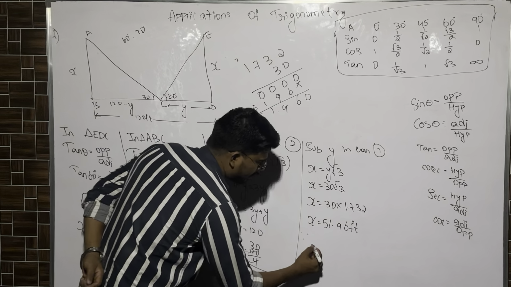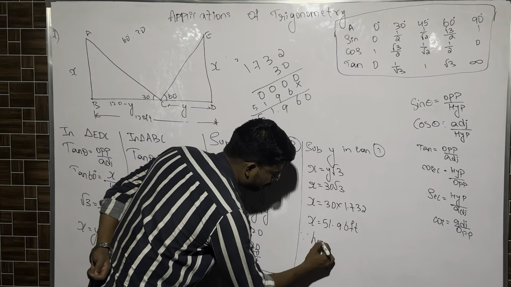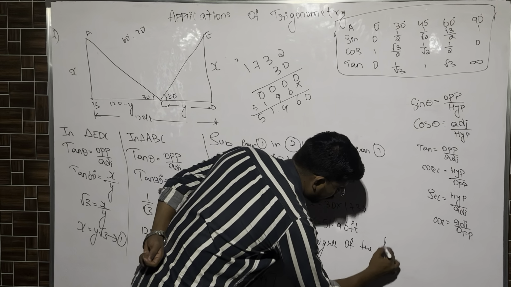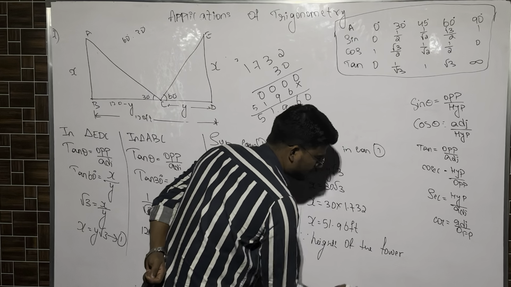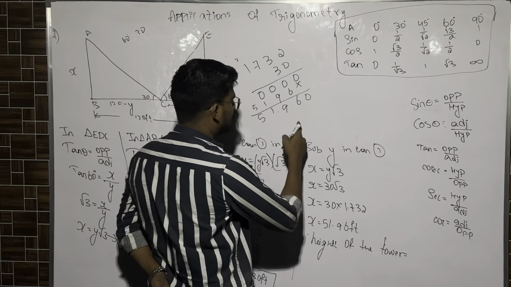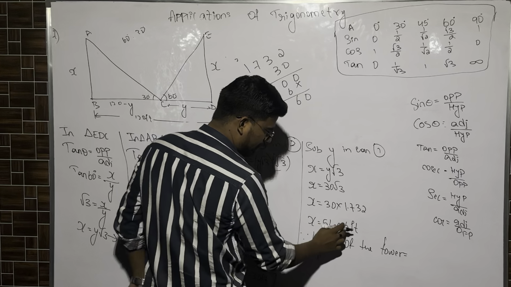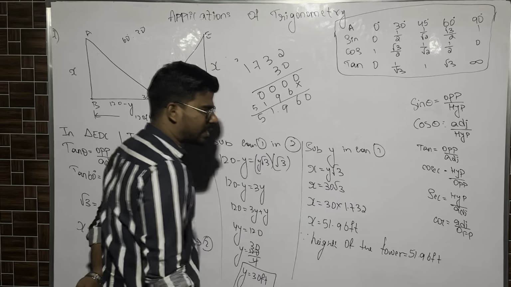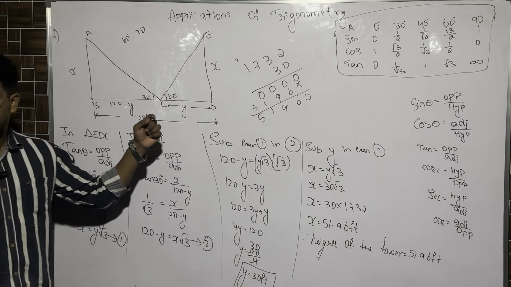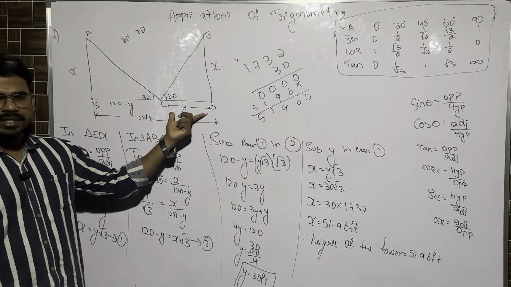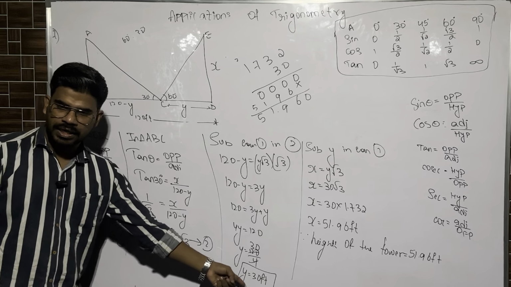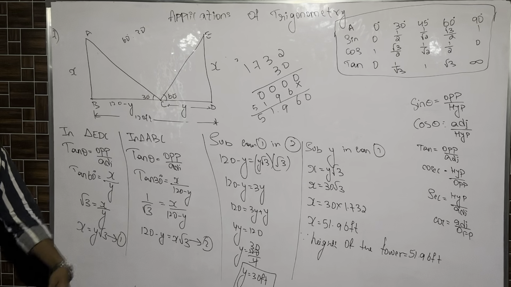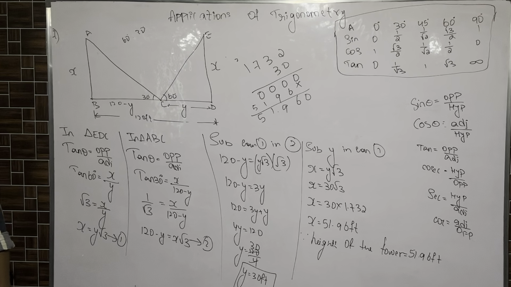Therefore, the height of the tower. How much is the height? X, 51.96 feet. Next, the distance from the point to both the towers. One of the distances is y, which is 30. The other distance will be 120 minus y. 120 minus 30, how much? 90.